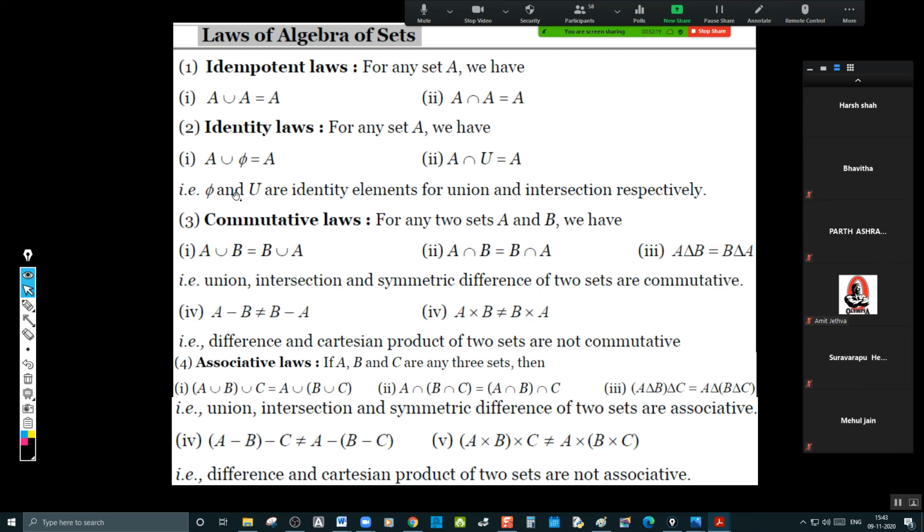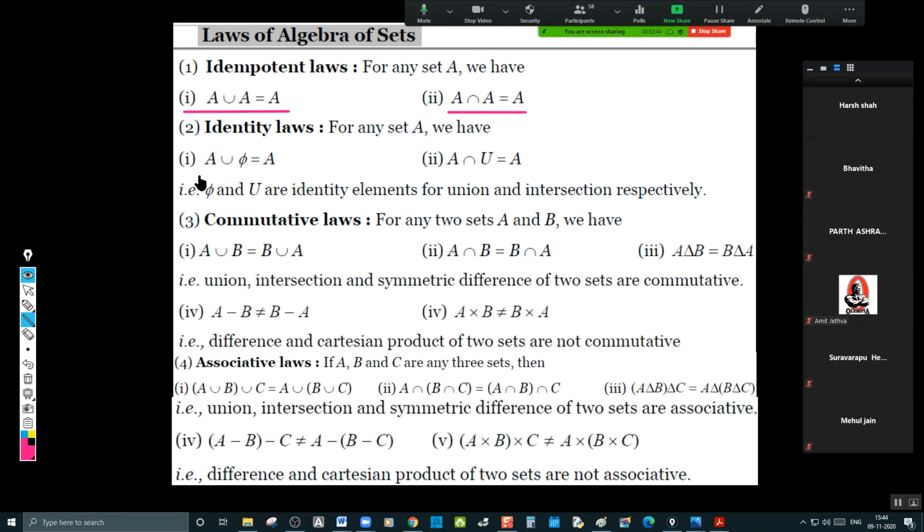ठीक है, मिटा दिया. We'll go to the next part of it. It is the laws of algebra of sets. Simple to understand. Don't see them as formulae. Just try to understand them in the most common, most logical way. A union A is nothing but A. A or A is nothing but A. A intersection A is nothing but A. Correct or not?